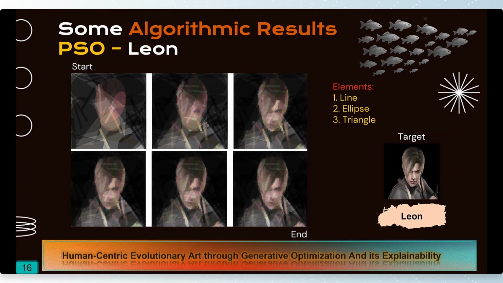Here is another PSO algorithm reconstruction, but we used 3 different elements of line, ellipse, and triangle to reconstruct the loan image. As you can see at top left, it is just basic circles and lines, but when it goes forward, it's going to reconstruct the face.